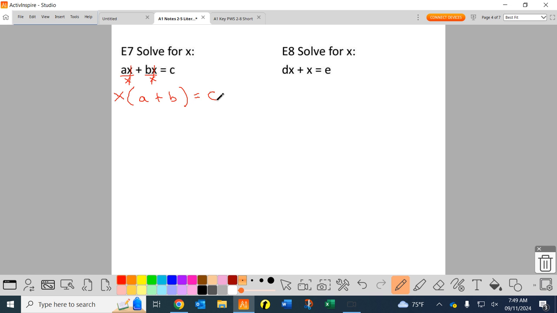Now, we're trying to get x by itself. Because we're trying to get x by itself, we are going to divide by everything that is not x that's multiplied by it right here. So we're dividing by this whole thing, which is a plus b.